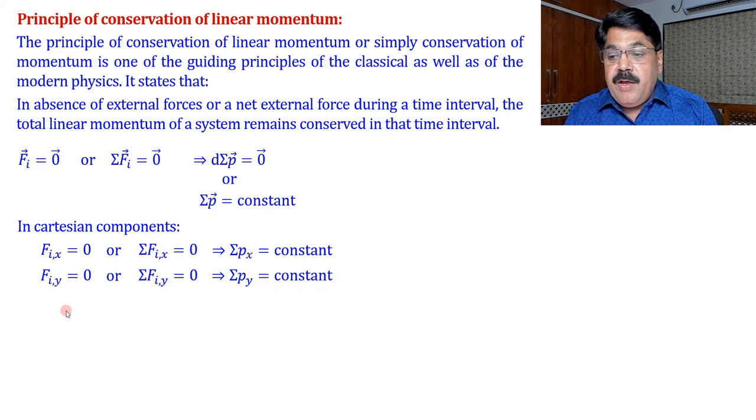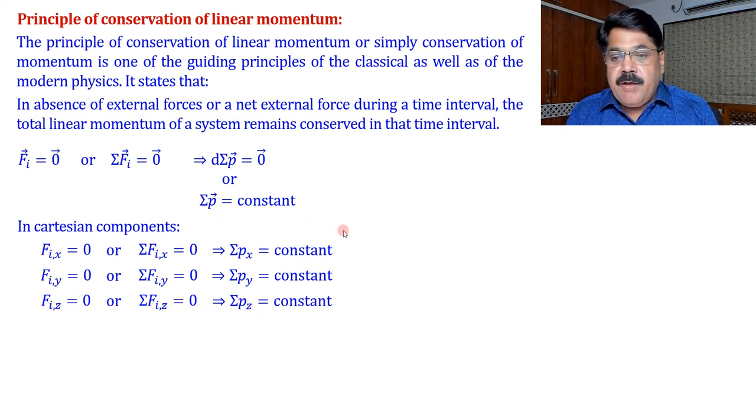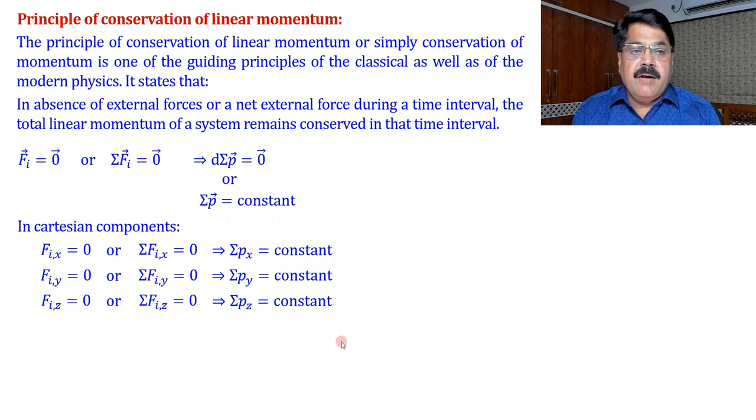In the same way, we can write for the z component. Summation Fiz is zero, which shows that summation Pz is a constant. So in this way, we can write this vector equation as three scalar equations. And of course, while using this principle, this method will be much more helpful.